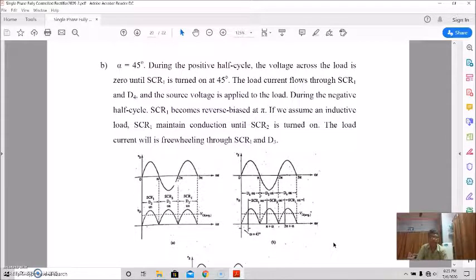So this is the waveform at alpha equal to 45 degree. Then tell me, what will be the waveform at alpha equal to 90 degree? Basically, the alpha equal to 90 degree waveform pattern will be the same. That means it will be fired at alpha equal to 90 degree, like here. So this output waveform will be shifted another 45 degree, like this.